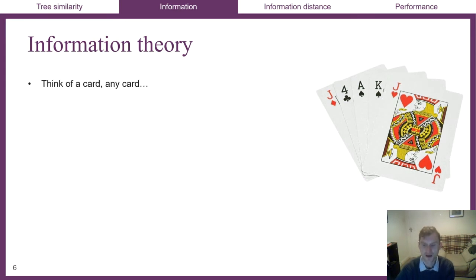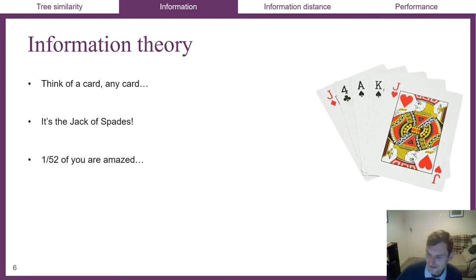So I'd like you to think of a card, any card from a 52 card deck. And I'm going to tell you what card you're thinking of. It's the Jack of Spades. Well, 1 in 52 of you are currently amazed at my powers of guesswork, but all I did there was make a guess. How could I improve my chance of being correct?